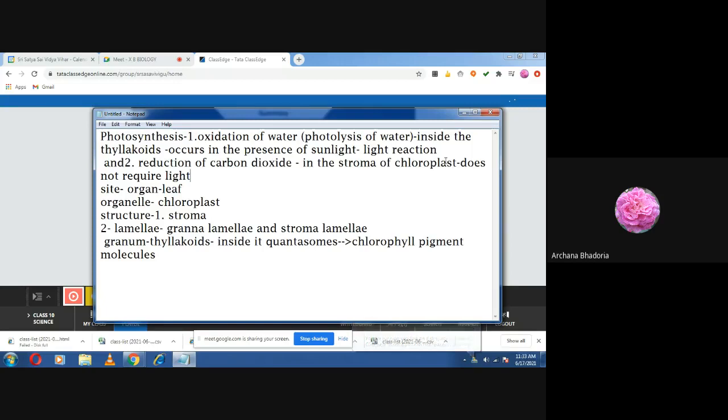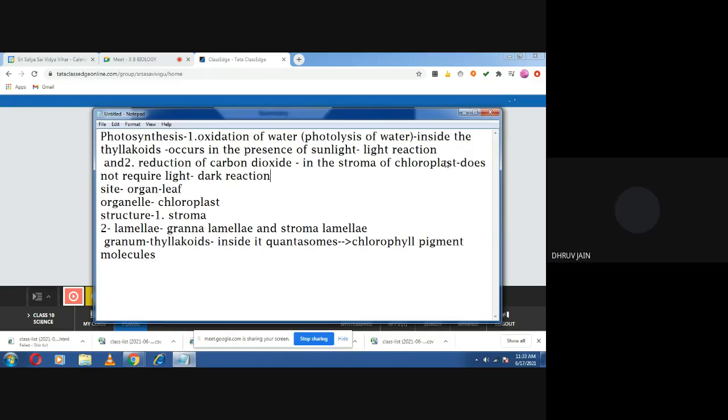And since it does not require the light, what do you call this reaction? Dark reaction. Very good. I hope everyone has understood this much. Yes or no? Yes, ma'am.